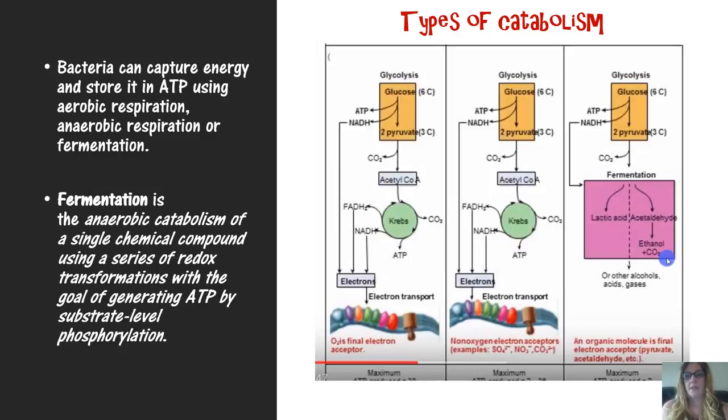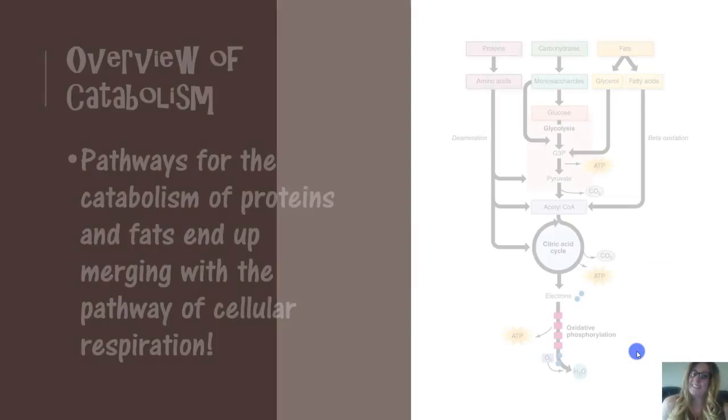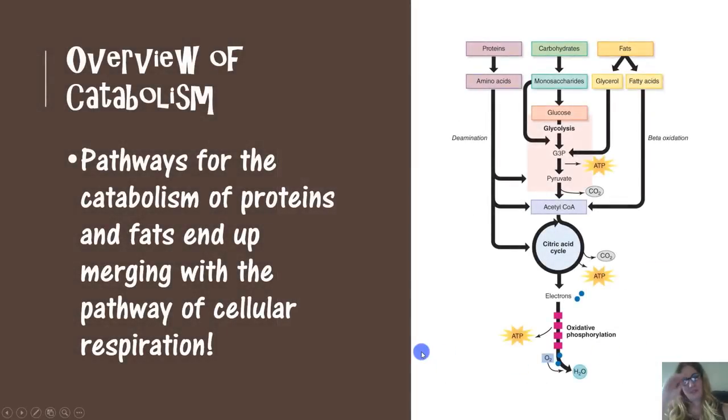All right, now, the definition for anaerobic cellular respiration is that the final electron acceptor is not oxygen. So there you have it. But if it is fermentation, then the final electron acceptor is an organic molecule such as pyruvate or acetaldehyde. So it's weird, but it is what it is. All right, so overview of catabolism.